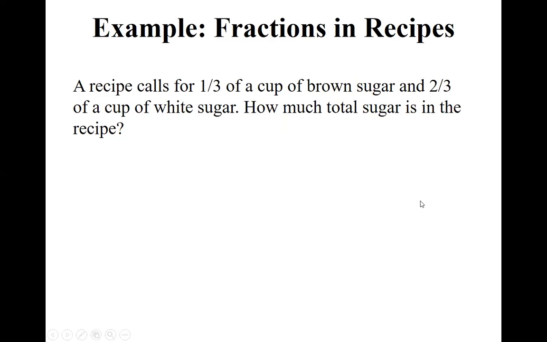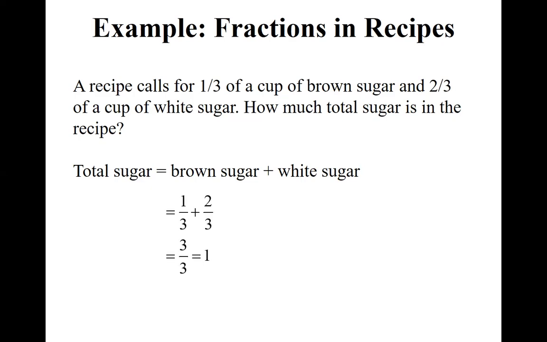A recipe calls for 1/3 of a cup of brown sugar and 2/3 of a cup of white sugar. How much total sugar is in the recipe? Well, the total sugar would be the brown sugar plus the white sugar. 1/3 plus 2/3.